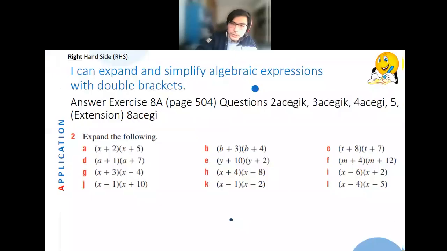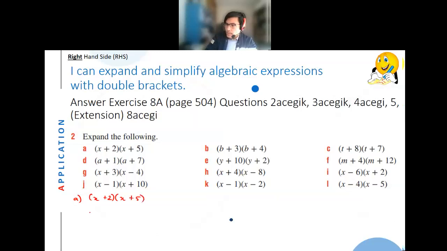So I just want to go through the questions for exercise 8A. For question 2 here, we are going to do 2A, C, E, G, I, and K. So let's start with A. What we have here is bracket x plus 2, and then another bracket x plus 5.